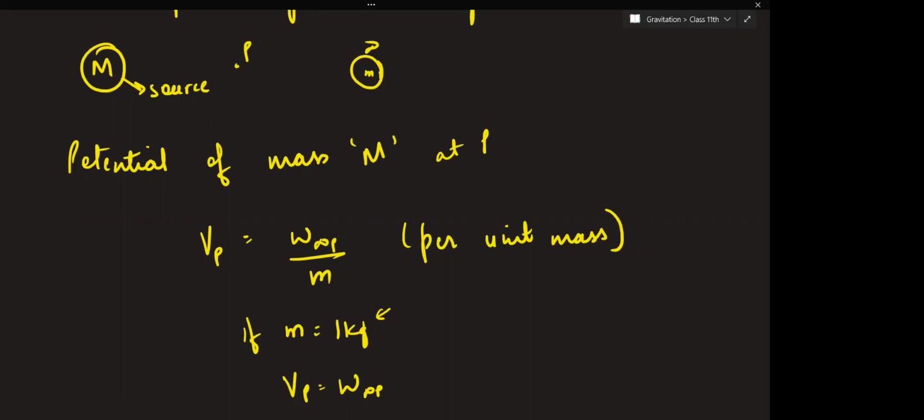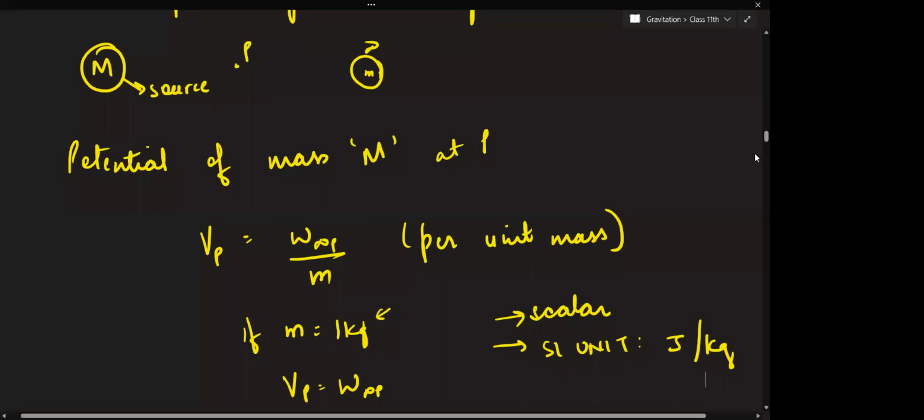One thing you have to keep in mind is that potential is a scalar. Another thing is the SI unit. The SI unit will be joules per kg simply. For work done, you have joules. For mass, you have kg. Now, the actual formula that you will be writing.